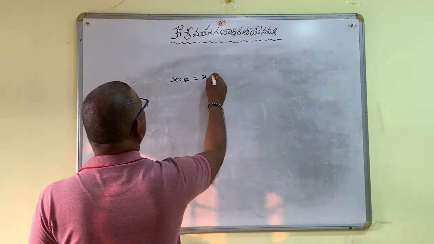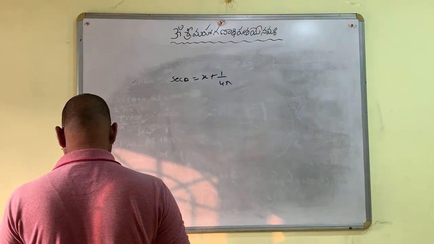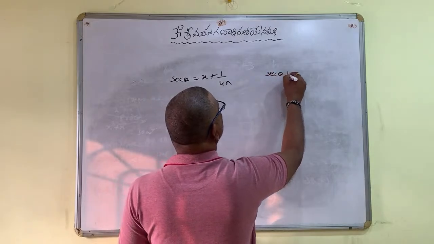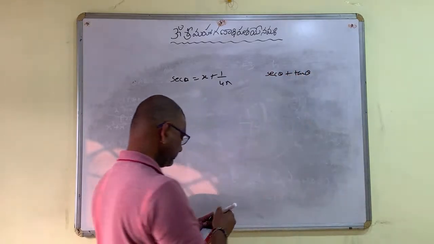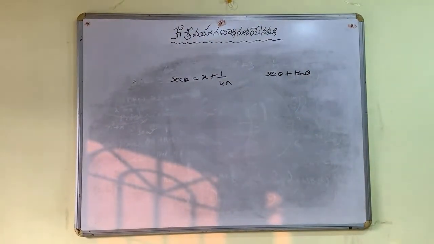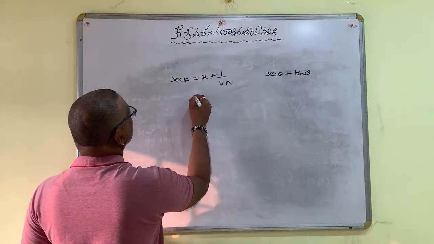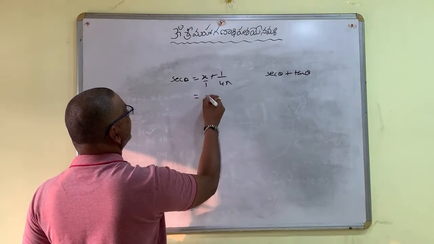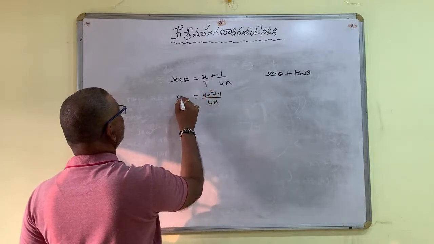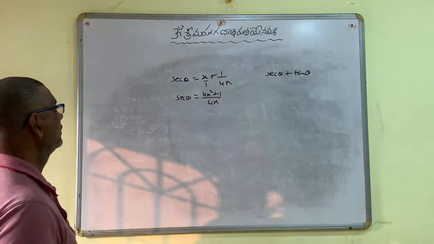Secant theta is equal to x plus 1 by 4x. We need to find out secant theta plus tan theta. So further if we simplify this by taking LCM, we will get 4x square plus 1 by 4x. This is secant theta.